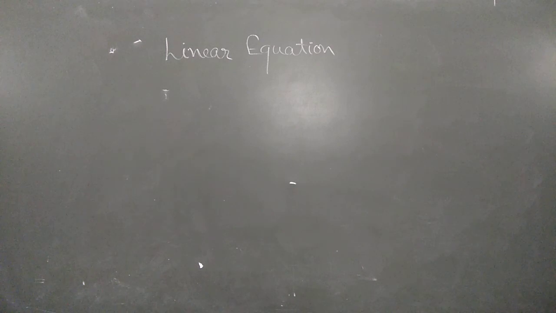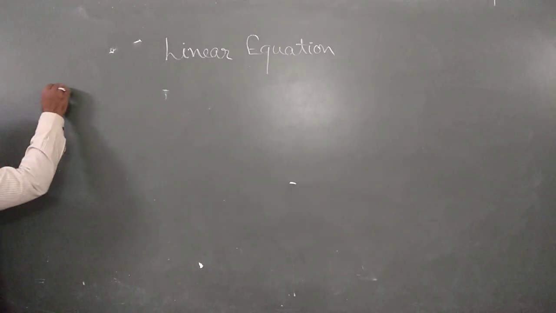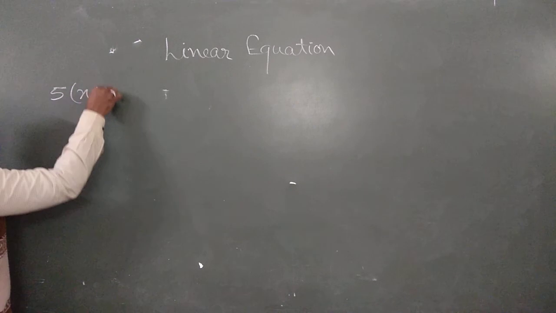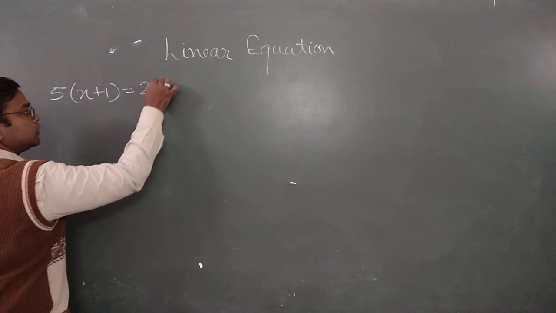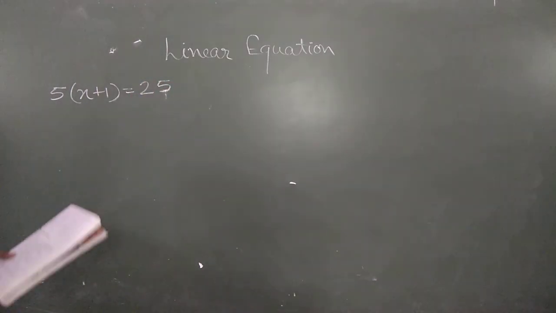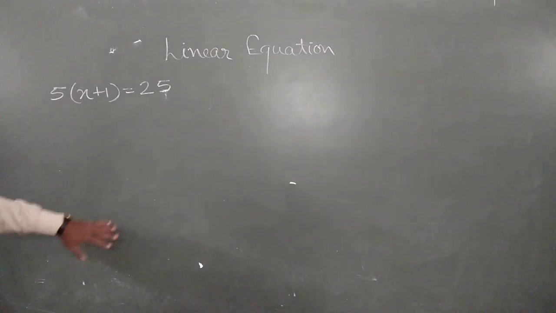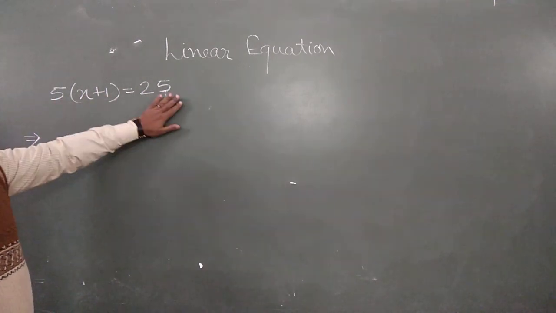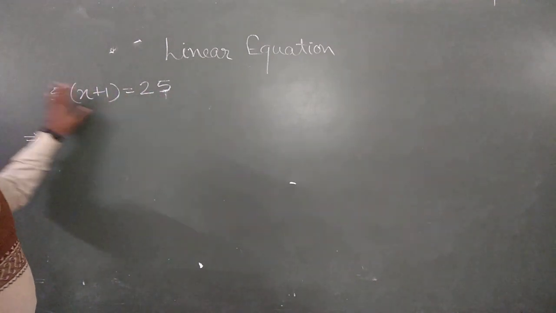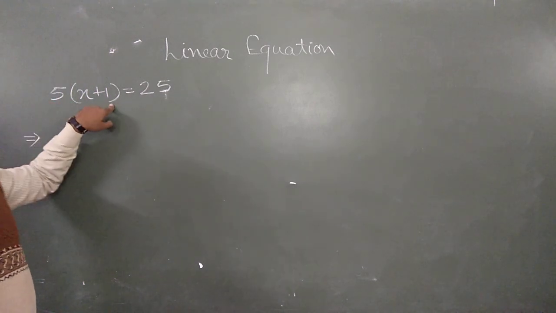Now we are going to discuss some complex questions one by one where we are using brackets. So the first one is 5 into x plus 1 equals 25. Clear? In this case, there is a bracket, and on this side only a number is there. The number is multiplied with a complete expression. There are two expressions, 5 multiplied by x plus 1.